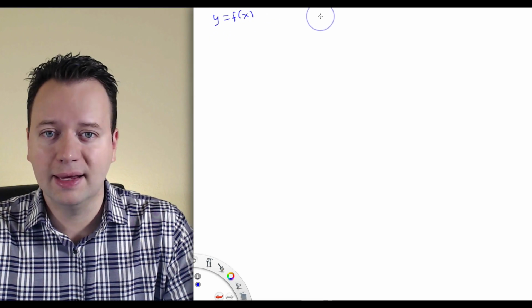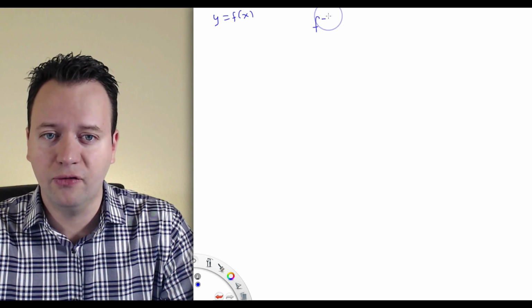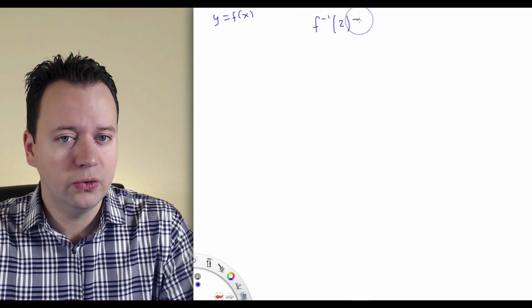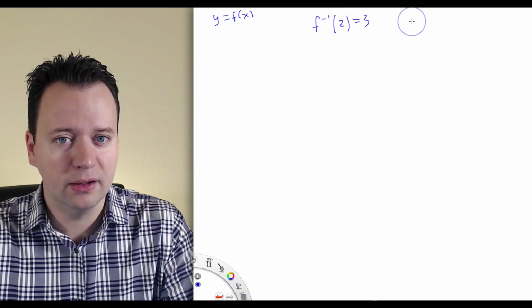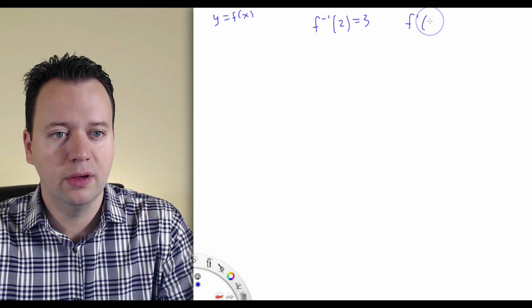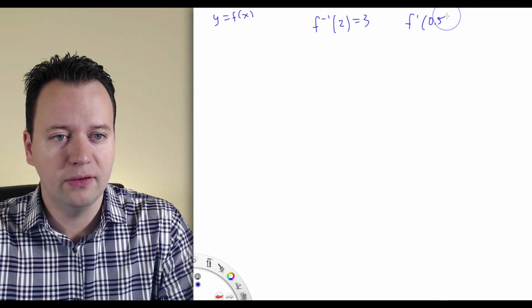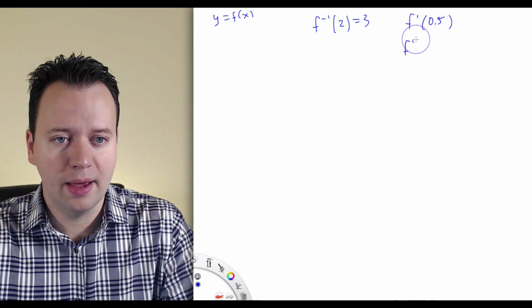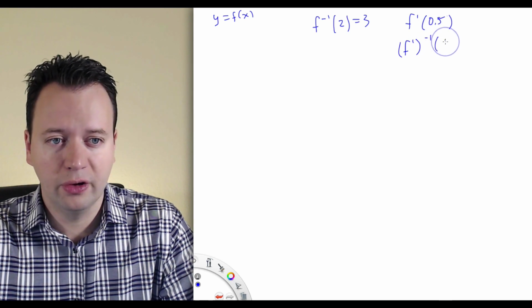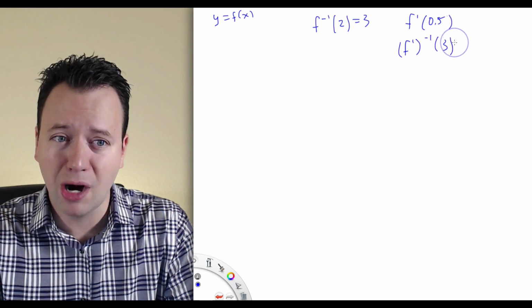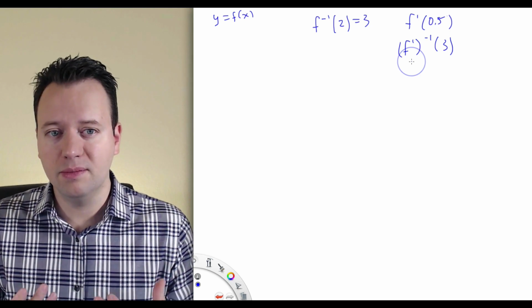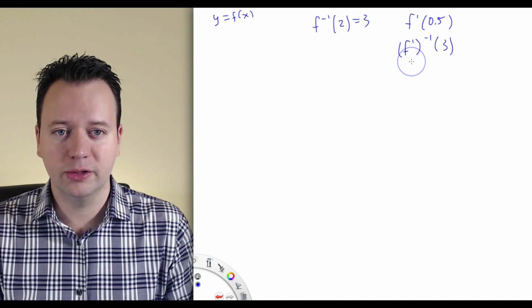And then we might be asked to say, well, what does f inverse of 2 equals 3 represent? Or what's f prime of 0.5 represent? Or what's f prime inverse of 3 represent practically? So when we see notation like this, we should be able to interpret what it means in practical terms.